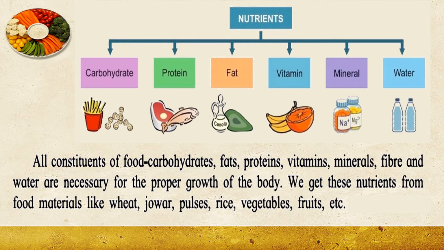We have learned that all the constituents in the food, for example, carbohydrates, proteins, fat, vitamins, minerals, fibers, water, everything is necessary for the proper growth of our body, right? We get these nutrients from foods like wheat, jowar, pulses, rice, vegetables, fruits, etc. We have learned that a proper complete diet is very essential, right? We have learned that a balanced diet is required for proper growth of your body. If you are having only a particular kind of food, that will affect your growth.